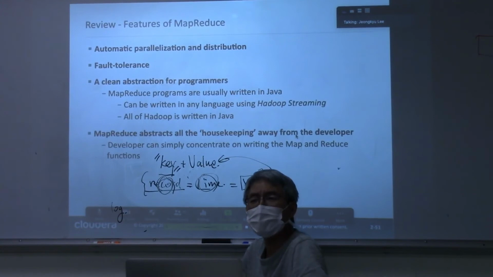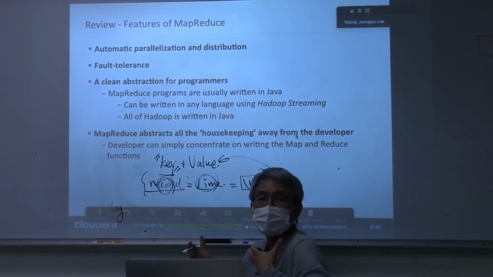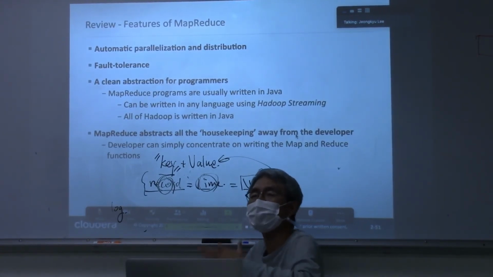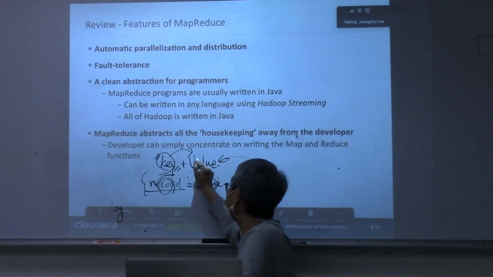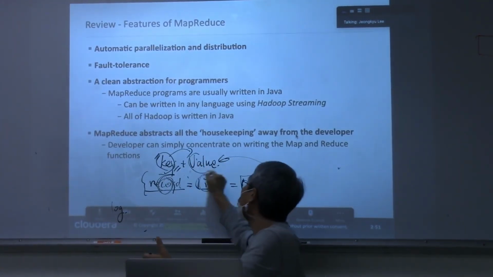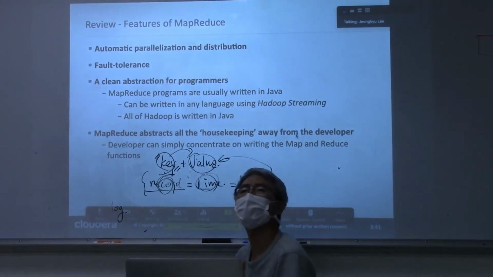What is the key of yourself? Name. Sometimes you can find your friend who had the common name, the same name. It doesn't have to be unique. It doesn't have to be non-unique. It's just a key. A key is the identification, the representative of your value. That is a key and value.